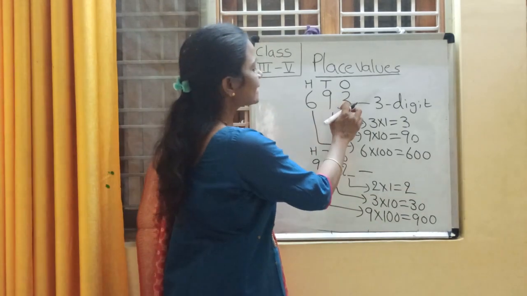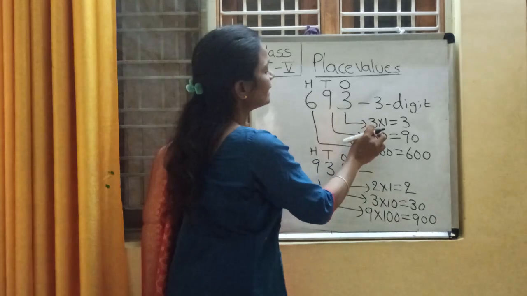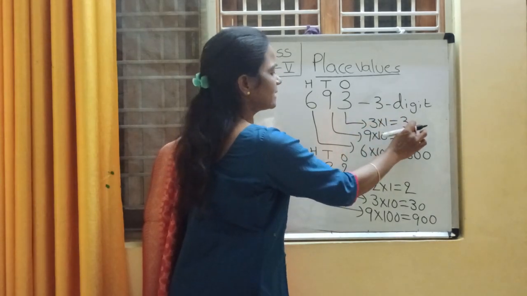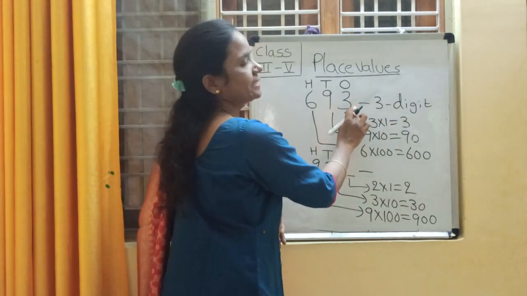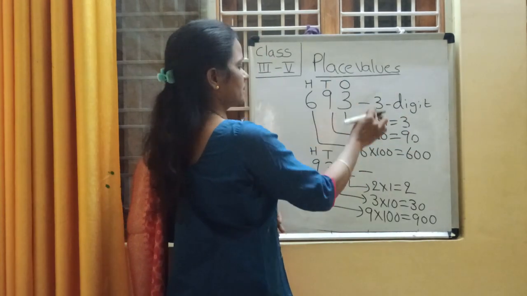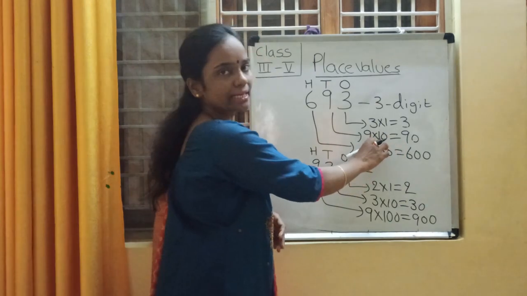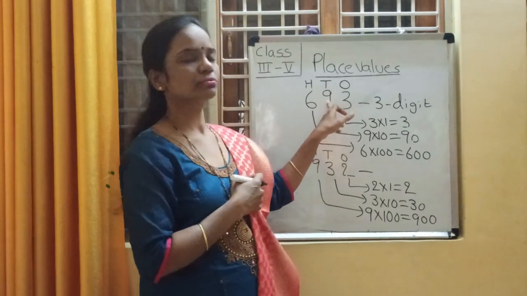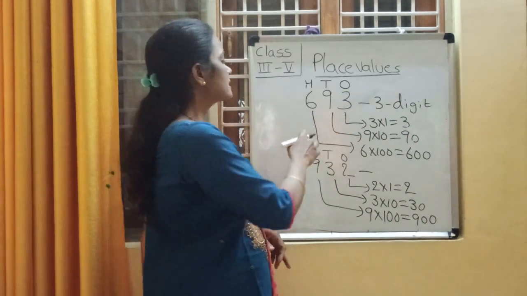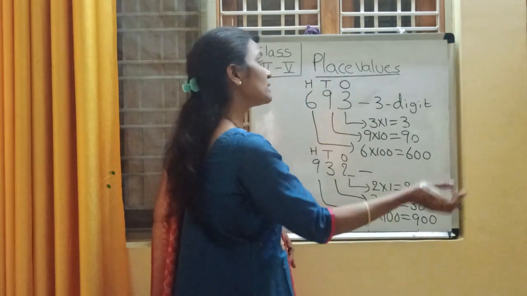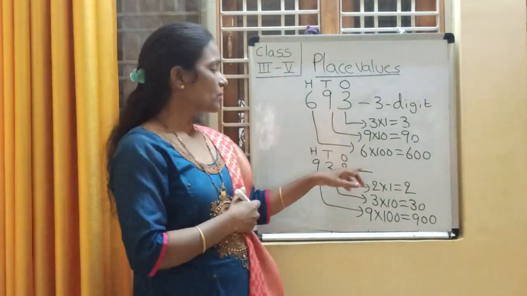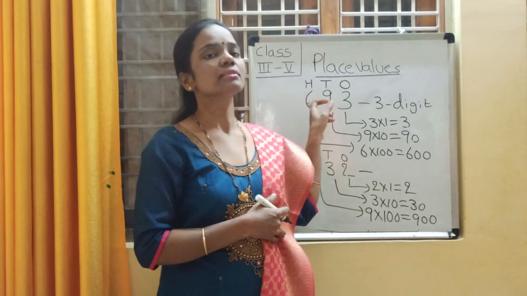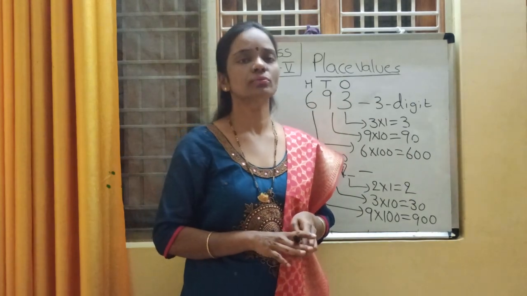For example, here 3 is in 1's place. So 3 is multiplied by its place. That is 1's place, 3 1s are 3. So 3 is the place value of 3. 9 is in 10's place. So 9 is multiplied by its place. That is 10. 9 10s are 90, the place value of 9. Similarly, 6 is in 100's place. 6 is multiplied by its place. So 600 is the place value of 6. Understood, children? So what is the definition of place value?